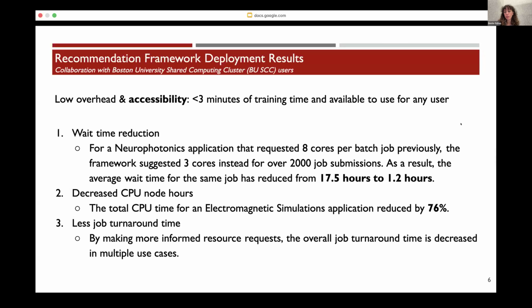The first one is the wait time reduction. And we observed that for a neurophotonics application, which was requesting 8 cores per batch job previously, the framework suggested 3 cores instead. And for over 2,000 job submissions, we observed that the average waiting time has been reduced from 17.5 hours to 1.2 hours. And secondly, we also observed for another electromagnetic simulations application, the total CPU time is reduced by requesting fewer cores for their jobs. And at the end, overall, by making more informed resource requests, we observed a decrease in the job turnaround time as well in multiple use cases.